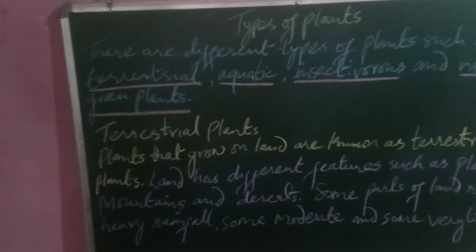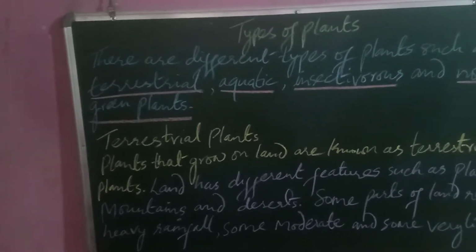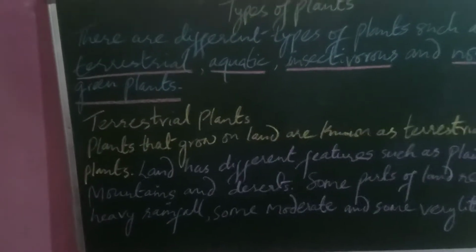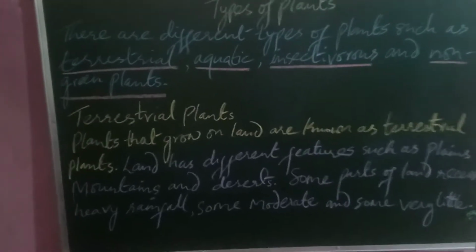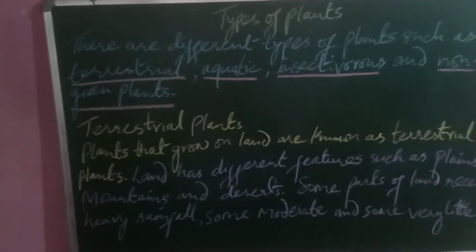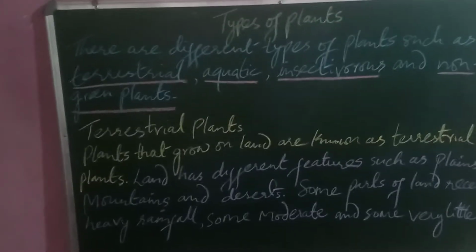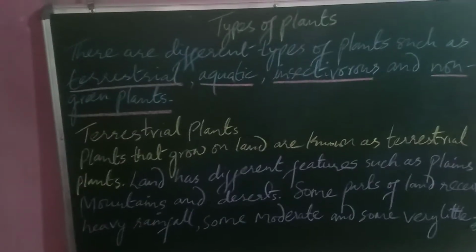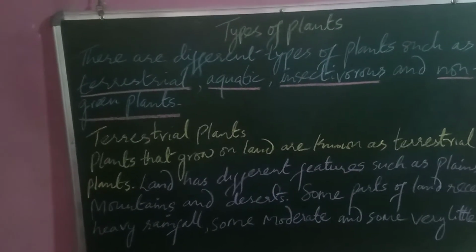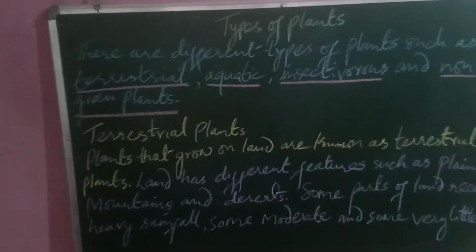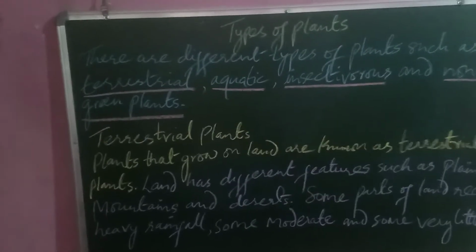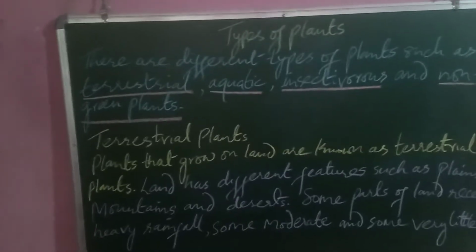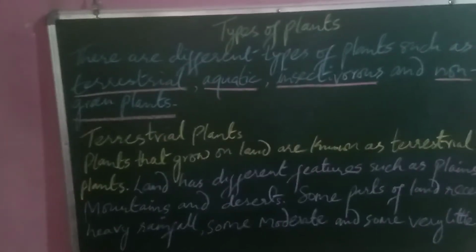So the first one is terrestrial plant. Plants that grow on the land are known as terrestrial plant. Land has different features such as plains, mountains, and deserts. Some parts of the land receive heavy rainfall, some moderate, and some very little. Large flat areas of land are called plains. Lands higher than plains are called mountains, and mountains are generally colder than plains. Dry land that receive very little rain are called deserts.